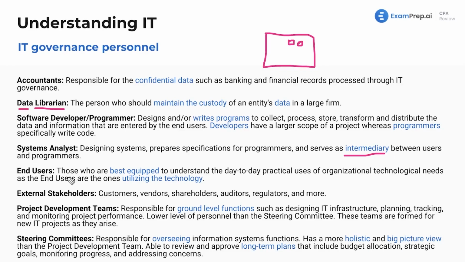End users, well, these are the individuals who are best equipped to understand the day-to-day practices and practical uses of organizational technological needs, as the end users are the ones utilizing the technology. And an end user is you logging in to use Amazon.com, or you as the accountant using your database management software, or you as just anyone, whether business or personal, just logging into your bank account online. Those are end users. Anyone who is the end user of whatever is built out, usually a website, or system or anything like that.